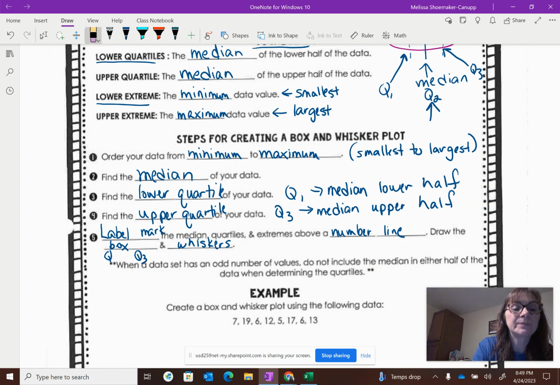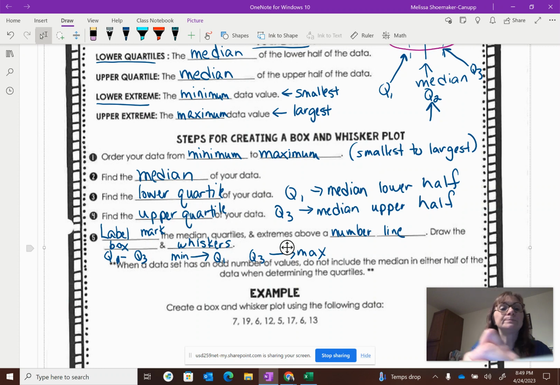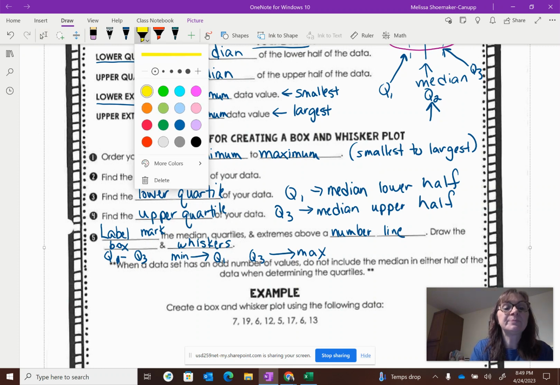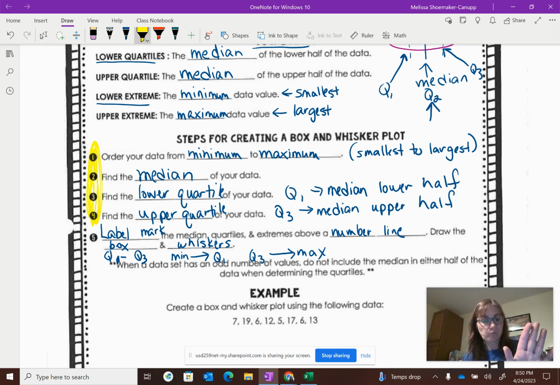I'll erase that because I don't want you guys to. Okay, then the whisker goes from the minimum to the Q1, and then from the Q3 to the max. And this will make sense when you see a picture of it. Okay, now this part right here, 1 through 4, that's finding the 5-number summary.